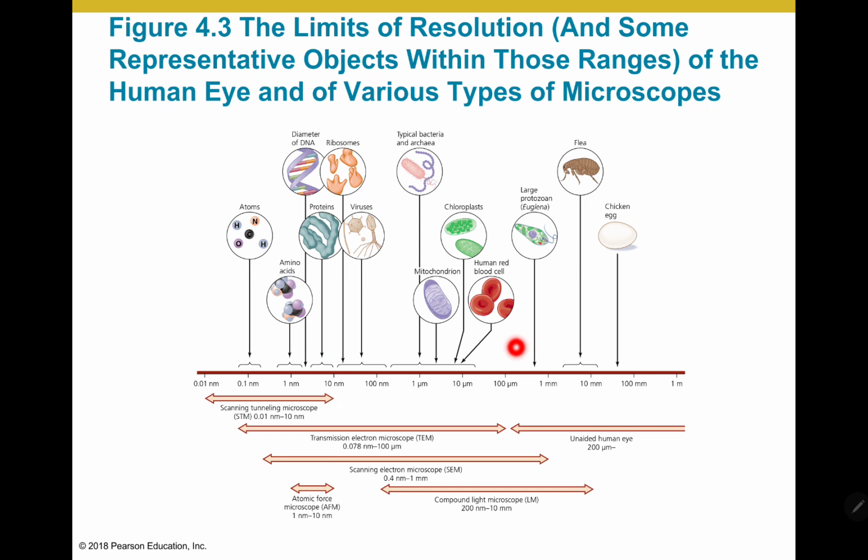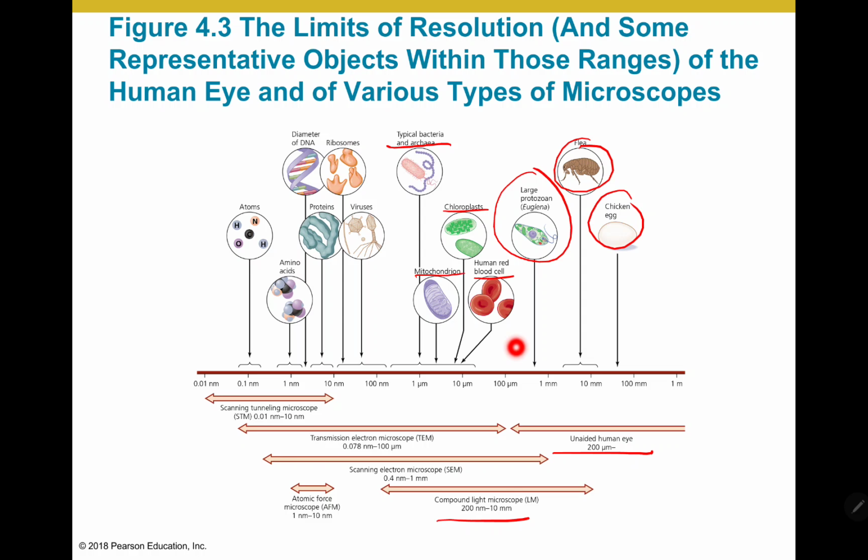So when we're understanding microscopy and looking at microscopes, we have to understand the limits of resolution: the ability to resolve an object, or the ability to focus on two closely positioned objects, being able to resolve that image, to see those images. Now, with the unaided eye, of course, we can see a chicken egg or a flea, some large protozoa. But we do need a compound light microscope to look at red blood cells, chloroplasts, bacteria that we look at in the lab, mitochondria, for example.